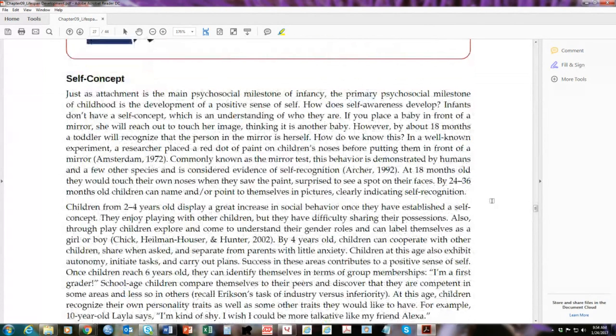Let's see, self-concept again begins around, let's say, 18 months. There's a classic test. It's called the rouge test, and you just take some rouge or some lipstick and put it on baby's nose and put the baby in front of a mirror. And the idea is if there is self-awareness or self-concept formed, then the baby will try to remove the lipstick or the rouge by looking in the mirror. And so then we say self-concept is formed.